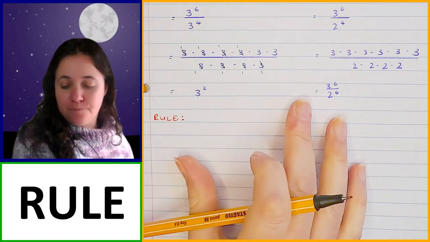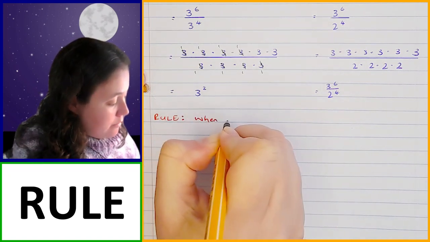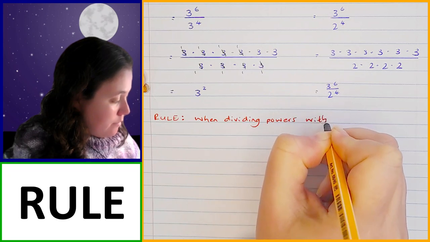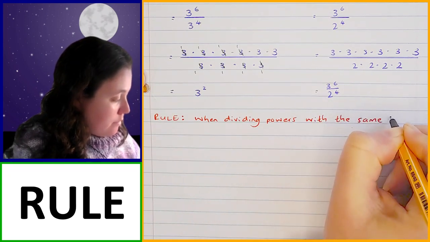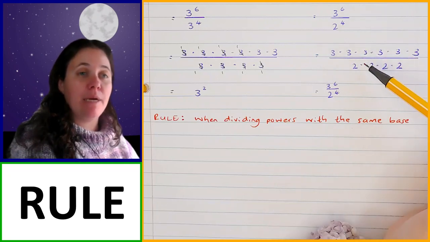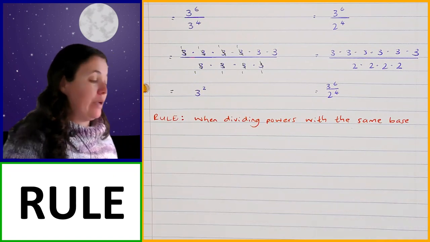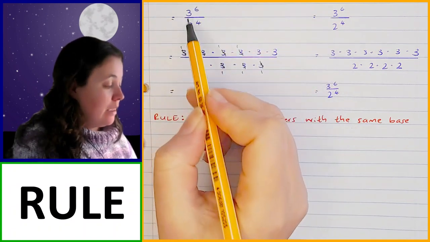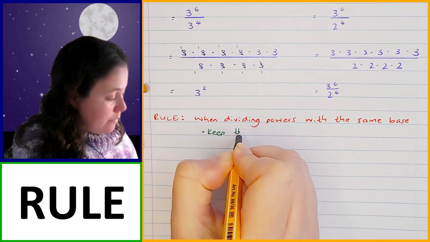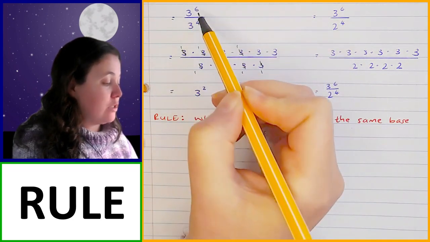So when you have powers that you're dividing which have the same base. So when dividing powers with the same base. Now that's very important, they have to have the same base, because as we saw in this example where we didn't have the same base, we couldn't do anything, we couldn't simplify it, it stayed the same. Okay, so when we are dividing powers with the same base, what do we do? We keep the base the same. The 3, which was our base over here, our 3 did not change, it stayed 3. So we keep the base the same. And we subtract the exponents, because 6 minus 4 will give me 2.